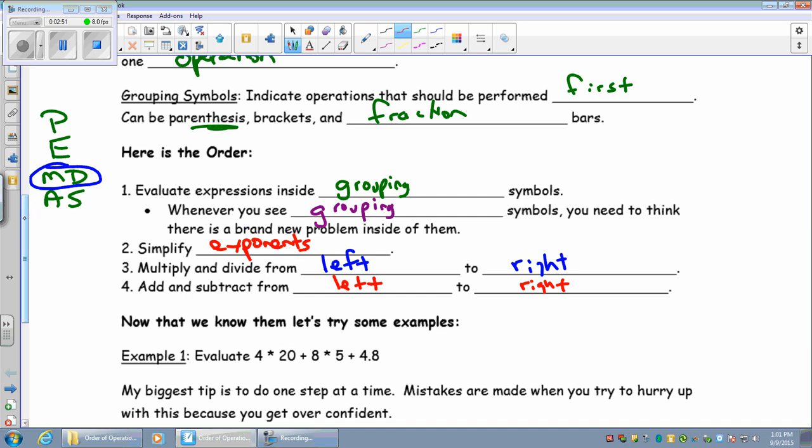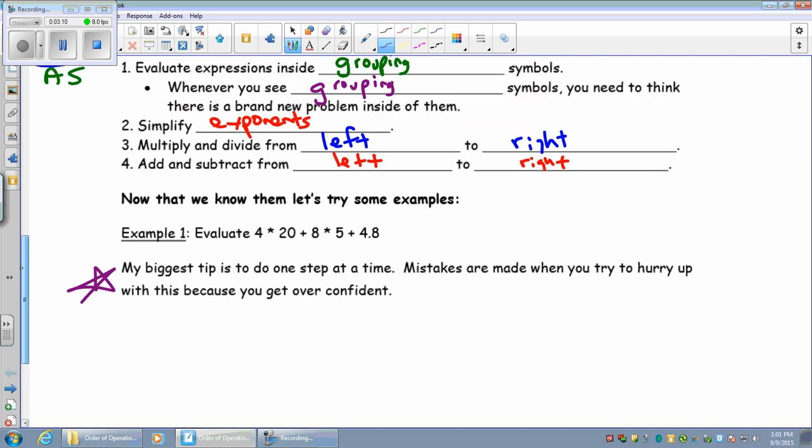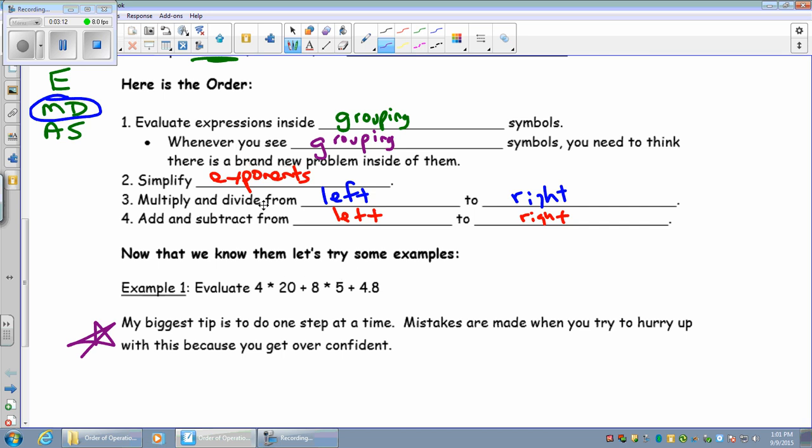All right, so now that we reviewed that, let's take a look at example 1 and do one together. My biggest tip for you is to do it one step at a time. People see something like this and they think they know what they're doing and hurry up and mess up. So instead, I'm going to look and see, okay, the very first thing is grouping symbols. I don't see any of those. I don't see any exponents. So now I'm going to multiply and divide from left to right. I see multiplying here and here. So I'm going to multiply 4 times 20, which is 80, plus 8 times 5, plus 4.8.